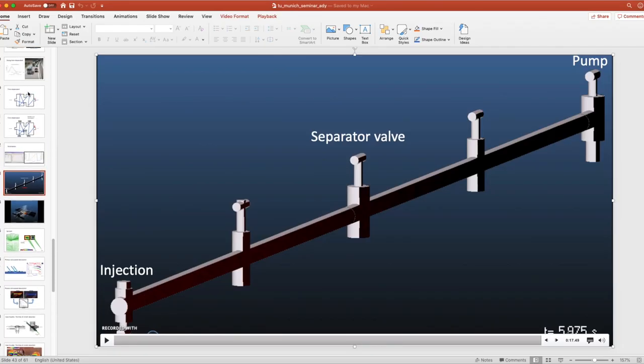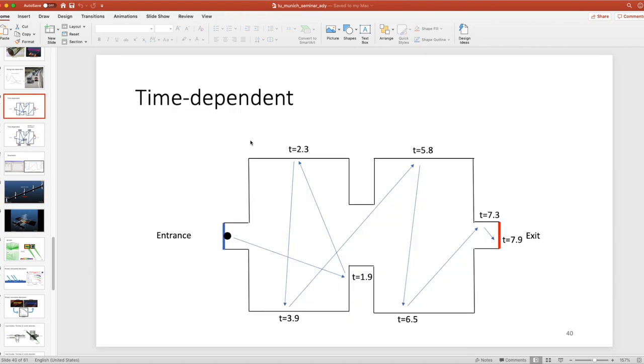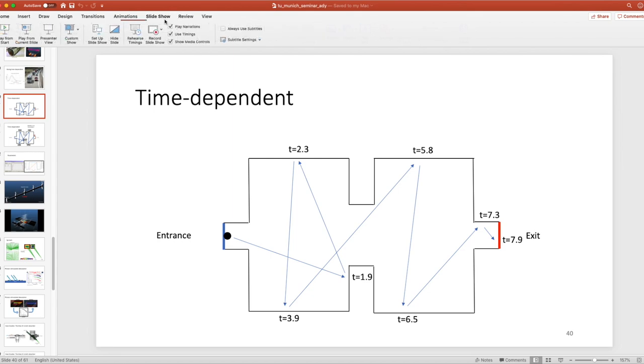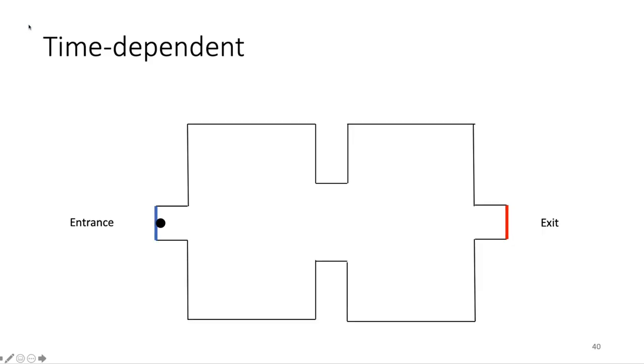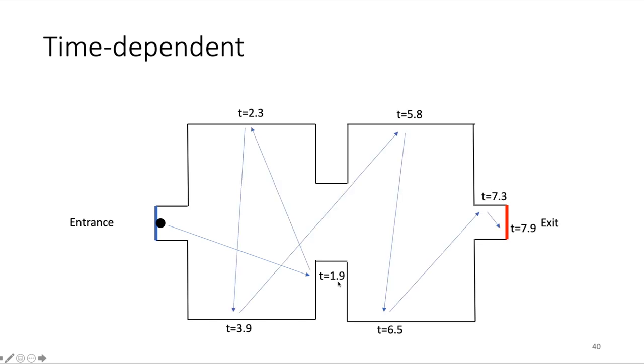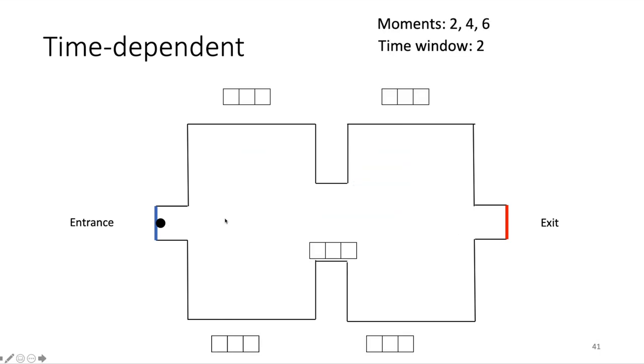So basically, when you're doing a time-dependent calculation, instead of recording hits, and for this I will just show a custom slideshow, played from current slide. Okay, so basically a molecule first sees the wall and we calculate at what time that happened, let's say 1.9 seconds. And instead of recording every hit one by one and storing millions of hits to evaluate the simulation, there is a better way to do it.